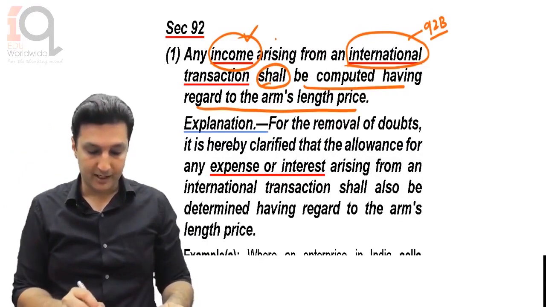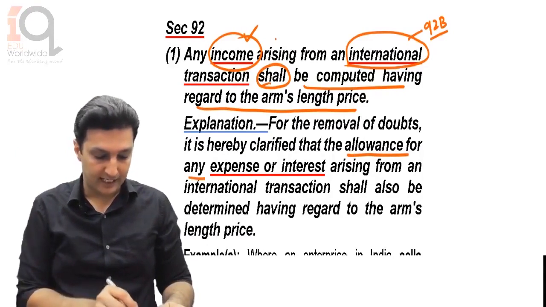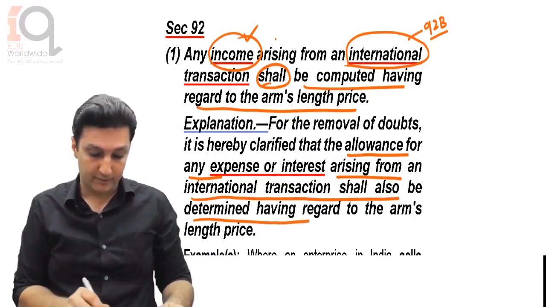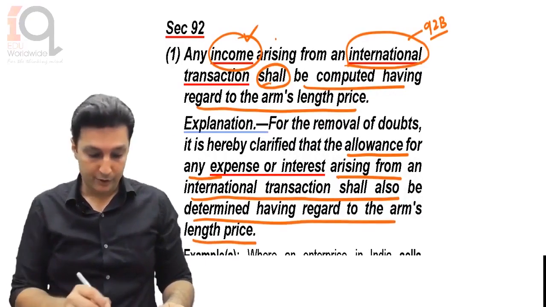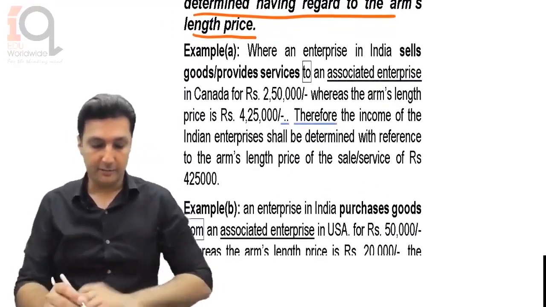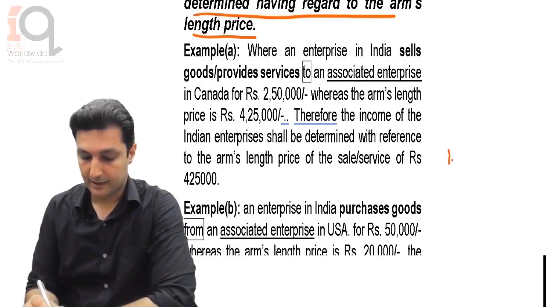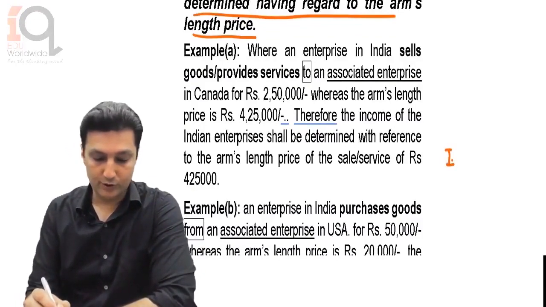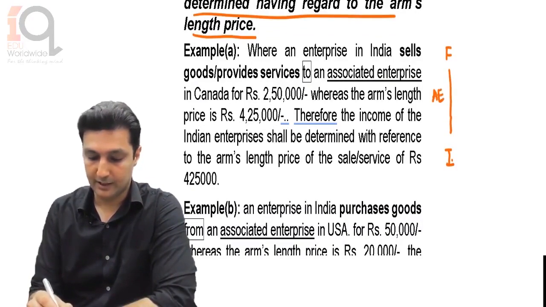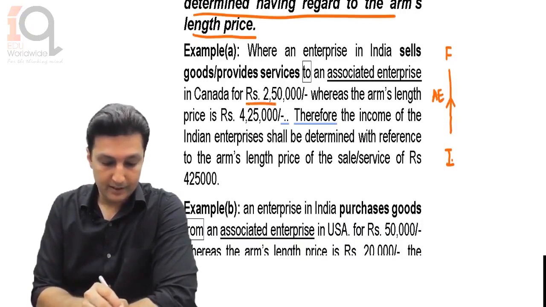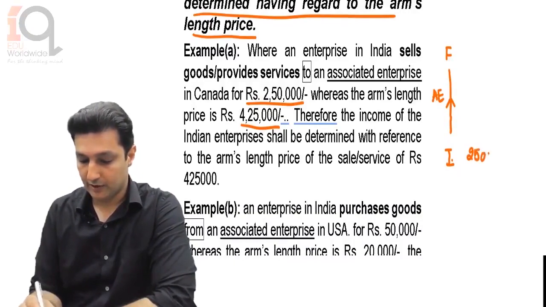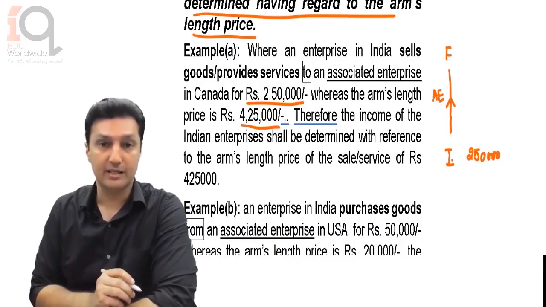For removal of doubts, it is hereby clarified that allowances for any expense or interest arising from an international transaction shall also be determined having regard to arm's length price. So he's talking about income, expenses or interest. For example, where an enterprise in India sells goods to an associated enterprise outside India, and there is a sale for 250, whereas the arm's length price is 425. So he's shown 250 as the selling price, arm's length price is 425.